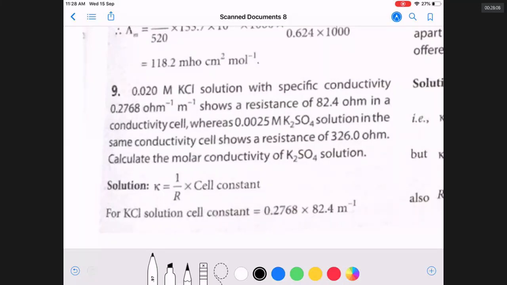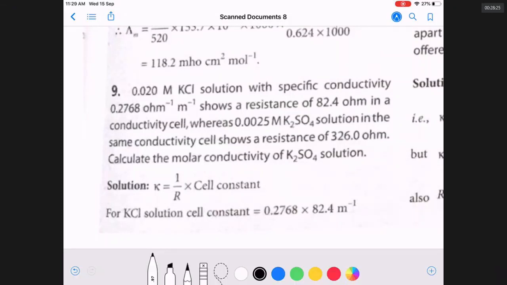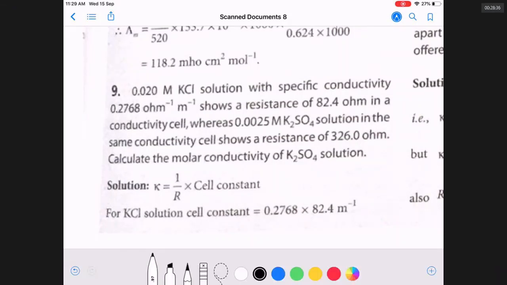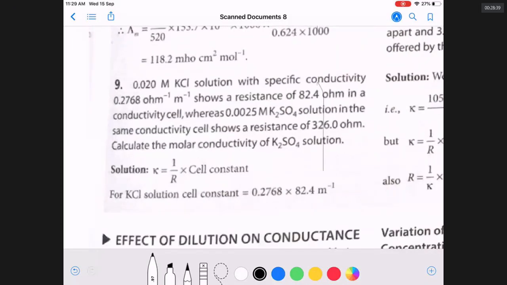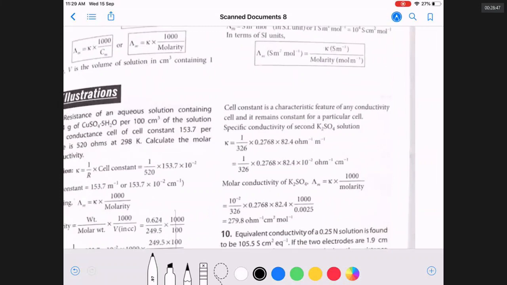In order to find K, the resistance R is equal to what, sir? R into K is equal to cell constant, which means K is equal to cell constant by R. They did not give me the cell constant, but in the first instance, I can calculate the cell constant. How to calculate it using the first case? For the KCl solution, the cell constant is R into K. The same cell constant holds good for the second experiment.